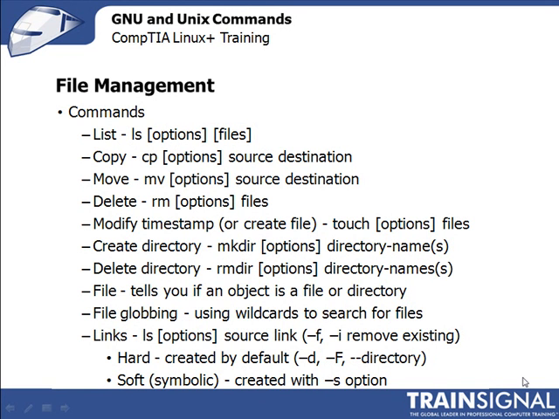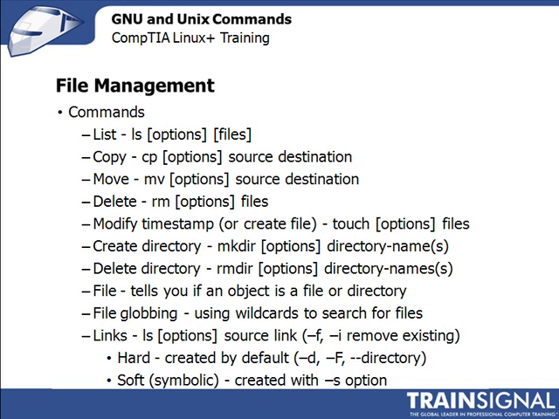mv moves a file. rm deletes. And touch modifies the timestamp or creates a file if it doesn't exist. mkdir creates a directory, and rmdir deletes a directory. The file command tells you if an object is a file or directory, and file globbing is when you substitute a wildcard character like an asterisk or a question mark, and you use that with a command in order to search for files. For instance, using the ls command that we just learned, you could type in ls space asterisk period doc, and that would come back with all the files that ended in the extension doc.